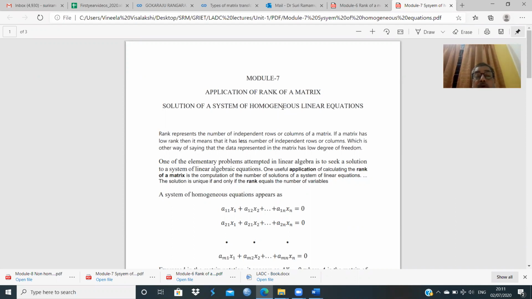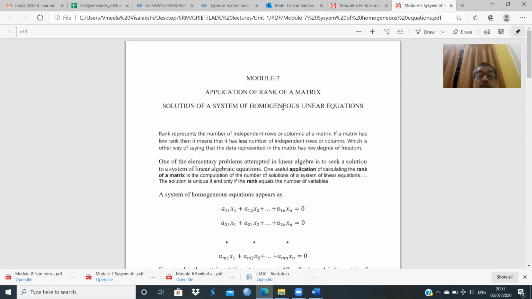We have seen from the previous lecture that rank represents the number of independent rows or columns of a matrix. And if a matrix has low rank, then it means that it has fewer independent rows or columns.